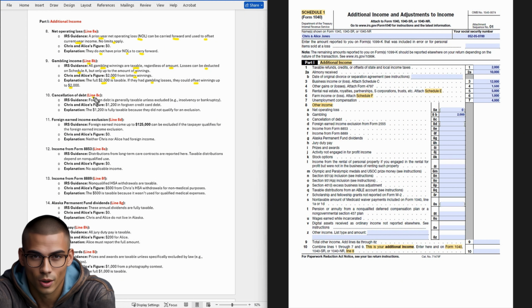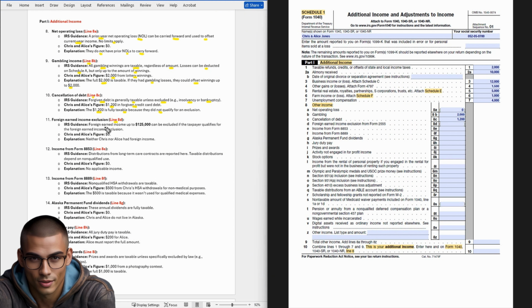Next, on line 8C, we have cancellation of debt. So this is any forgiven debt. This is generally taxable unless it's excluded, so that would be if you are insolvent or bankrupt. If you go bankrupt or insolvent, then you don't need to pay the taxes. Chris and Alice's figure was $1,200 in forgiven credit card debt for the year. So the $1,200 is fully taxable because they did not qualify for any exclusion. So they couldn't afford to pay their credit card. They called the credit card company, and the credit card company said, "We will take off $1,200, but you need to pay taxes."